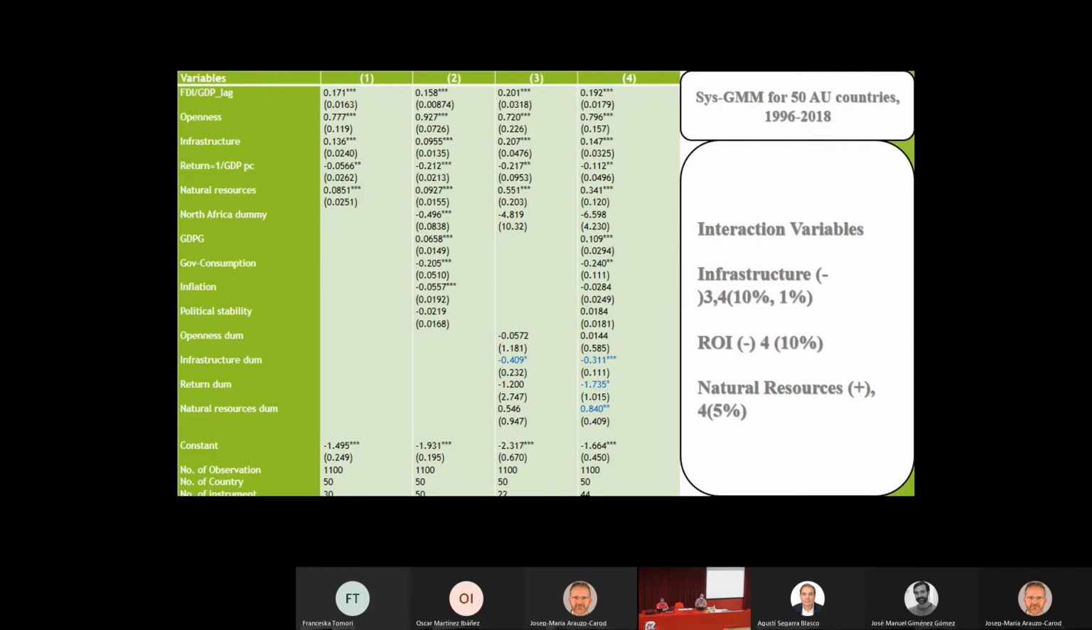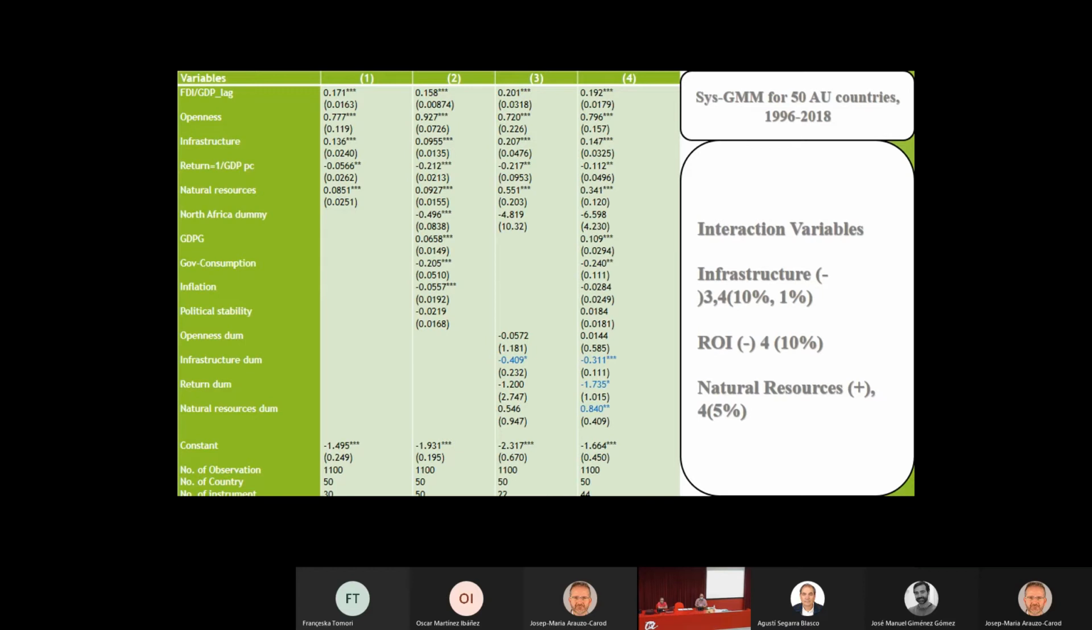For the interaction variables here, infrastructure is negative in column 3 or 4 at 10% and 1%, and return is negative in column 4 at 10%. Natural resources here is positive in column 4 at 5%.